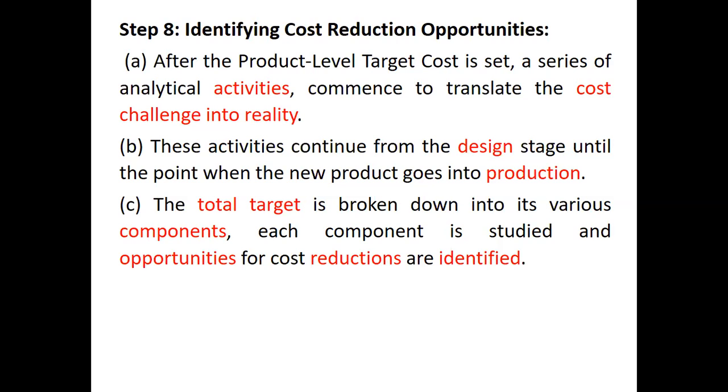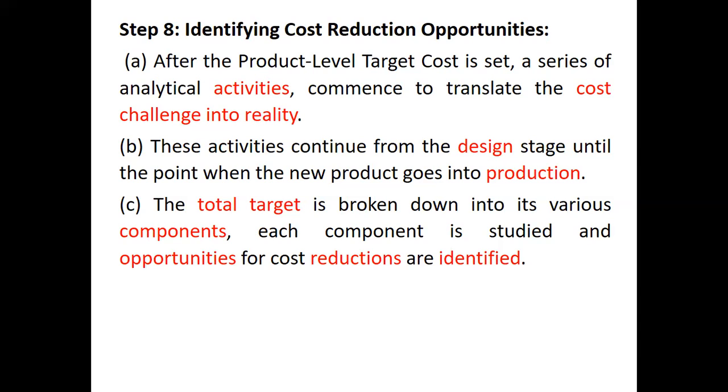So these activities continue from the design stage till the manufacturing of the new product. तो ये सारे एक्टिविटीज डिजाइन से स्टार्ट होके फिनिश प्रोडक्ट्स बन के फिनिश प्रोडक्ट्स मार्केट में सेल आउट करने तक के सारे एक्टिविटीज आइडेंटिफाई कॉस्ट रिडक्शन अपॉर्चुनिटीज में आते हैं. The total target is broken down into various components. तो हमारा जो टोटल कॉस्ट टारगेट क्या होता है, मटेरियल वाइज, लेबर वाइज, देन एक्सपेंसेस वाइज, प्रोडक्शन वाइज, देन आपका एक्टिविटी वाइज, ये सारी कॉस्ट हम लोग ब्रेकडाउन करते हैं.